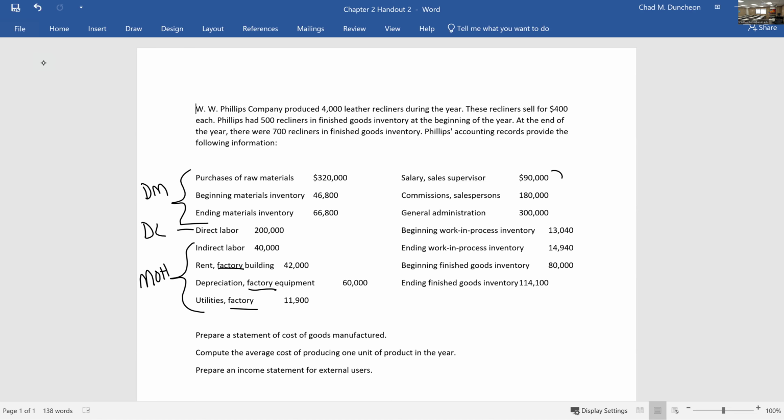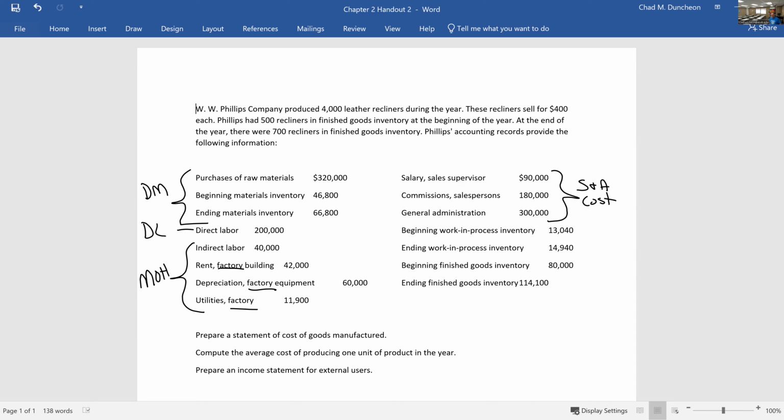Over here on the right side, all of these are selling and administrative costs. We'll get to them when we do the income statement. And then our final 4 things listed over there are beginning work in process, ending work in process, and beginning finished and ending finished goods inventory. That's all information we are going to need in order to do this problem.